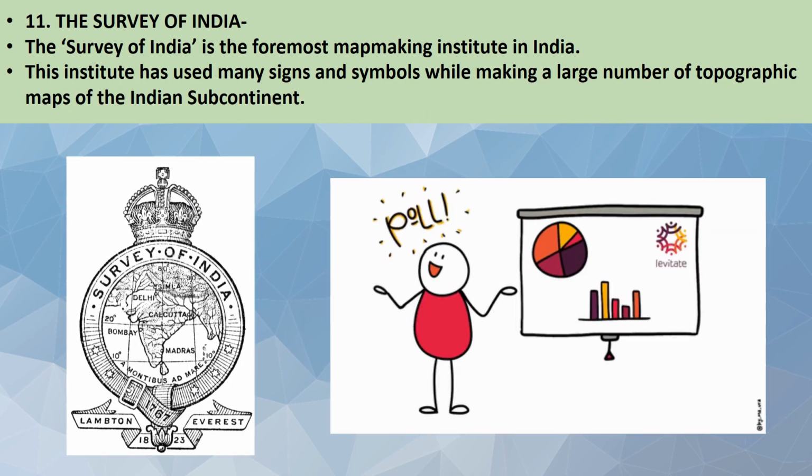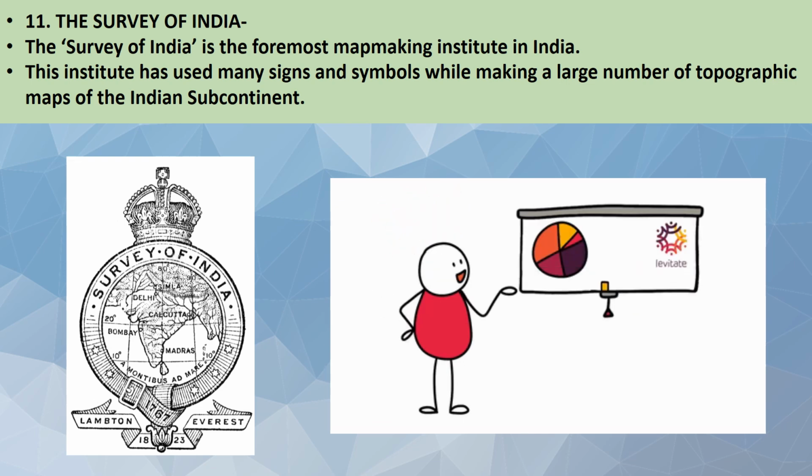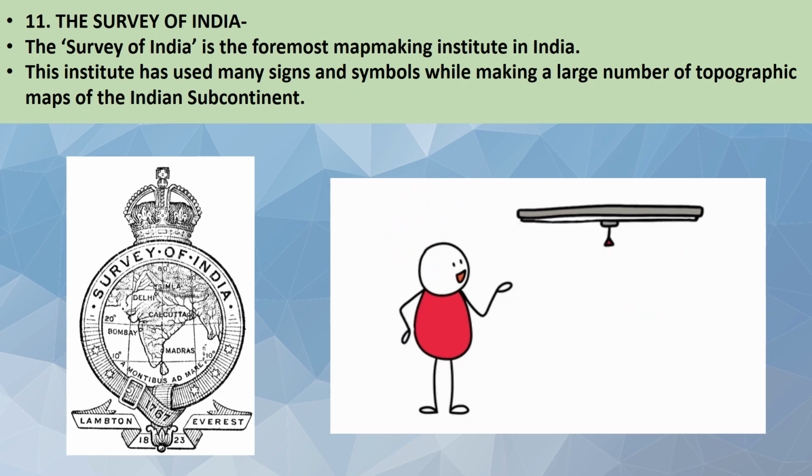The Survey of India, the national survey and mapping organization of the country under the Department of Science and Technology, is the oldest scientific department of the Government of India. It was set up in 1767. This institute has made a large number of topographic maps of the Indian subcontinent. These maps are known worldwide for their accuracy. The institute's headquarters are in Dehradun in Uttarakhand.